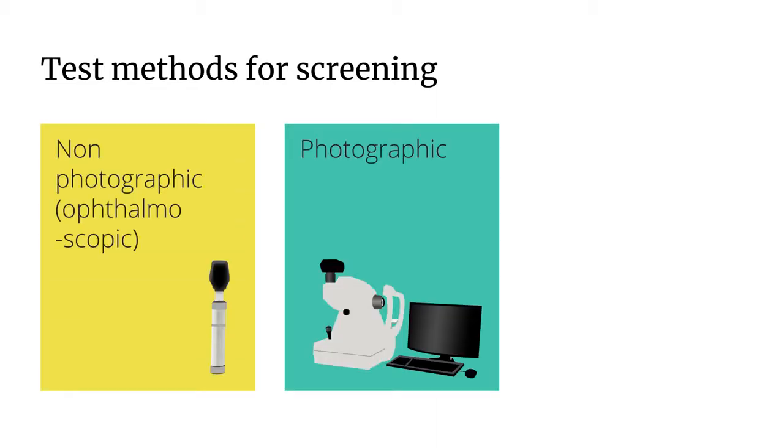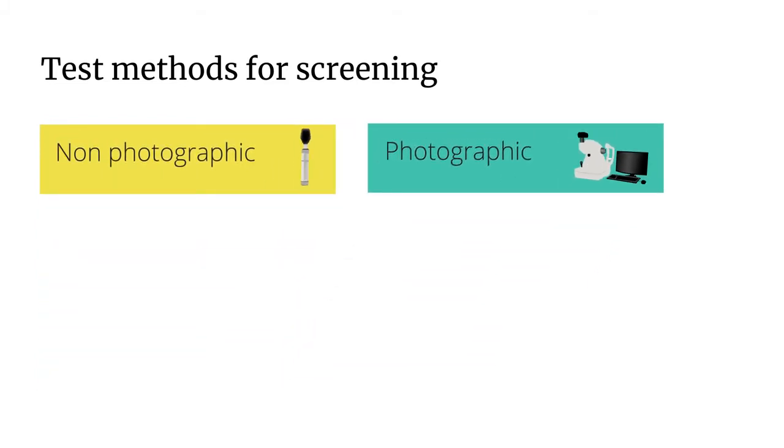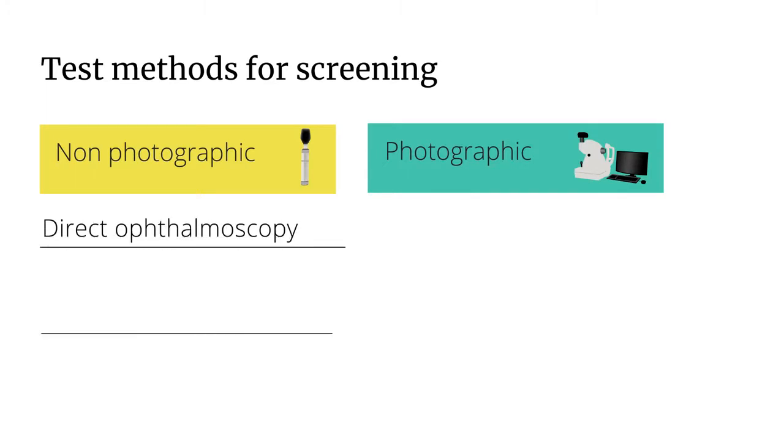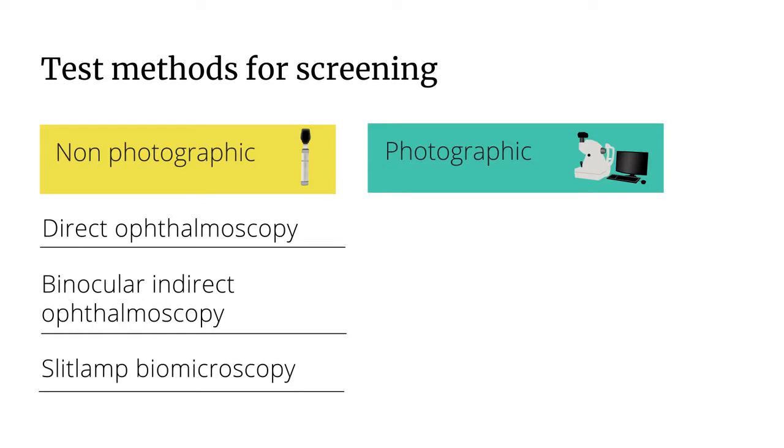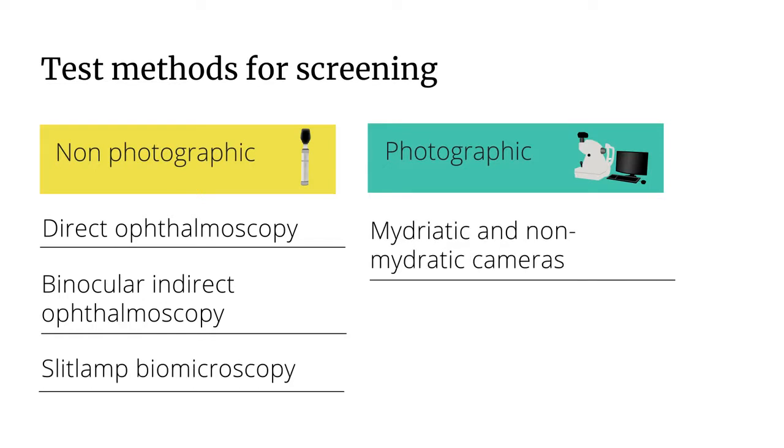There are several test methods available to carry out diabetic retinopathy screening. They fall into two broad categories: non-photographic, also known as ophthalmoscopic, and photographic. The non-photographic methods are direct ophthalmoscopy, binocular indirect ophthalmoscopy, and slit-lamp biomicroscopy. Fundus photographic methods use mydriatic and non-mydriatic cameras.